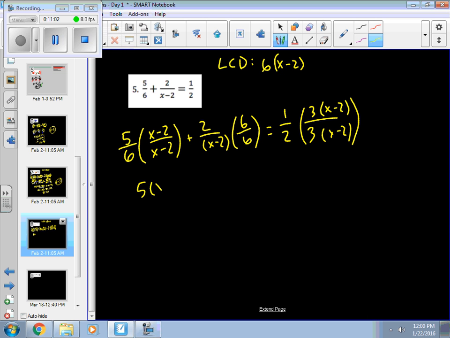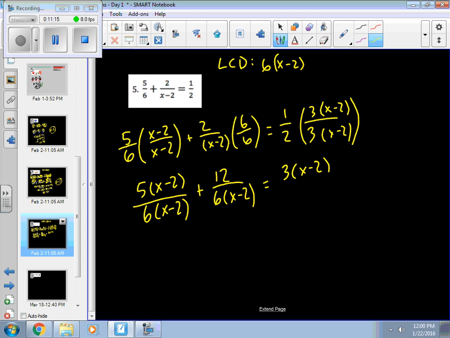We're going to have 5 times x minus 2 on top. On bottom 6 times x minus 2. Plus, we got 12 over 6 times x minus 2 equals 3 times x minus 2 on top. And on bottom 6 times x minus 2. If we were to go through now and multiply everything by 6 times x minus 2, those all are gone.